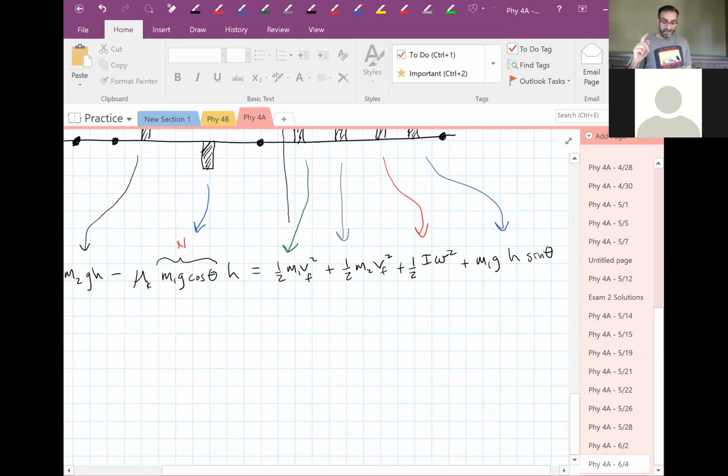All right, so we're almost there. We have one equation here, right? One equation. We can only have one unknown. We're trying to find V final, the speed of the blocks just before block 2 hits the ground. And I've got some things here I need to deal with, right? I've got an I and an omega. So let's take a look at those.